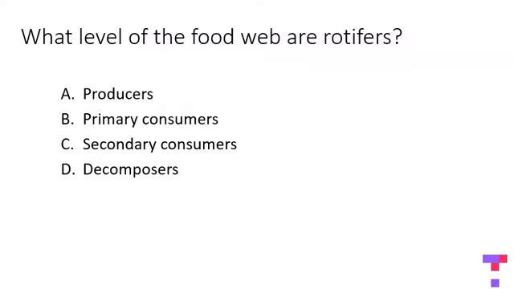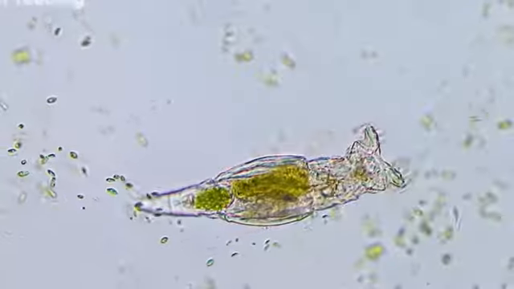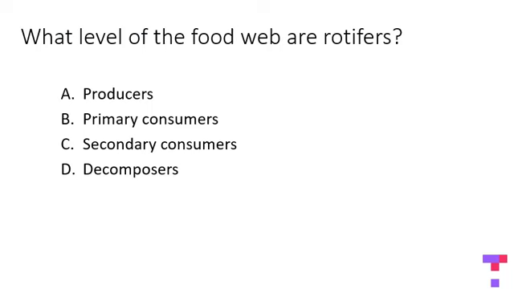What level of the food web would rotifers be? If they're eating algae, which photosynthesize, they are producers, so rotifers who eat the algae would then be primary consumers.